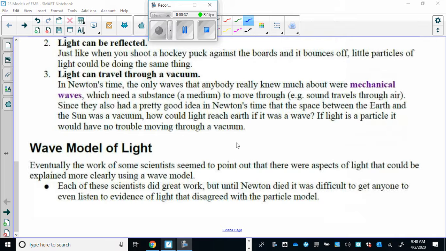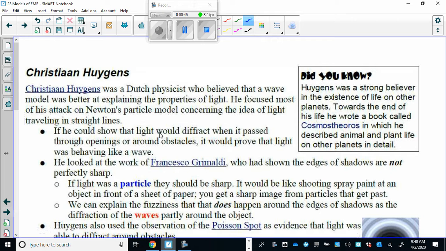Then a later group of scientists started to think of light as being a wave. Why did they think light was a wave? Well, we have Christian Huygens, who did a whole bunch of interesting experiments, and he found that light could diffract, which particles don't do. Diffract, if you recall from Physics 20, is when something bends around an object, like a water wave.